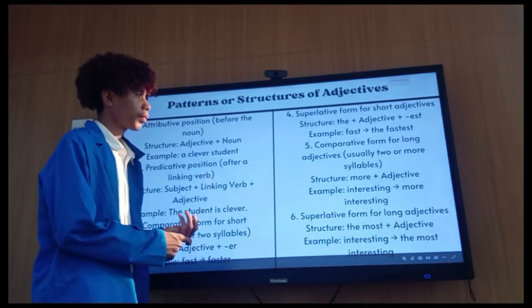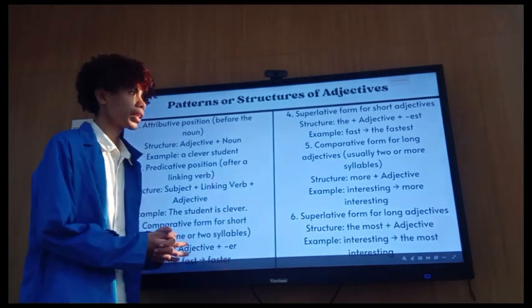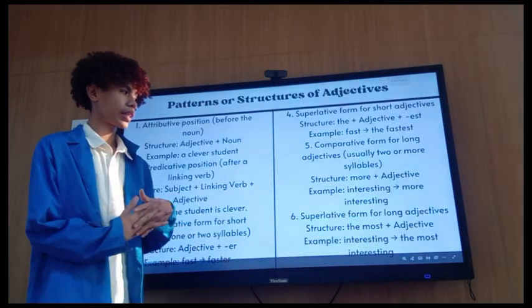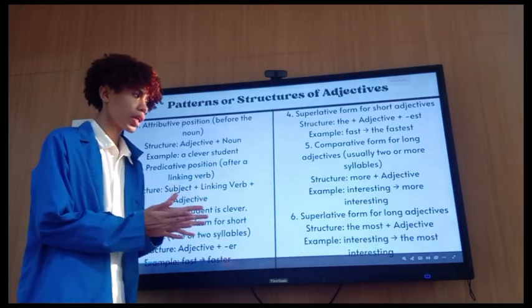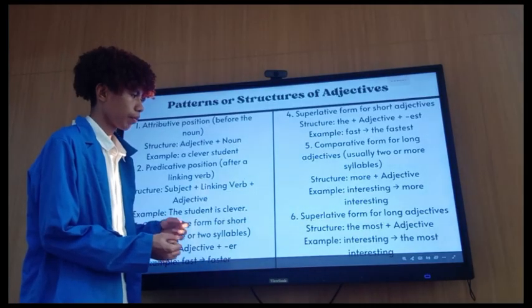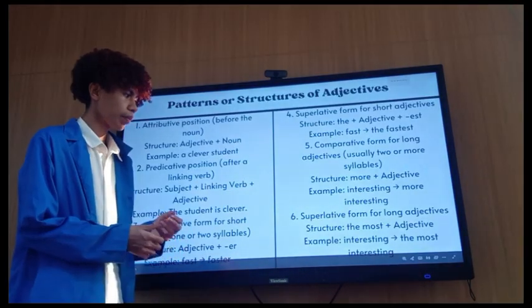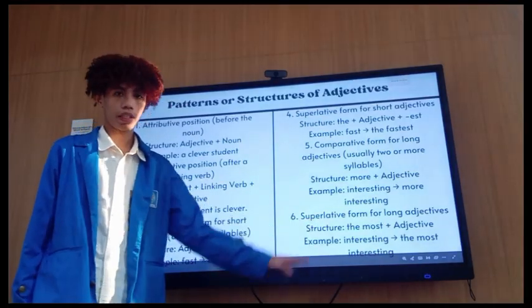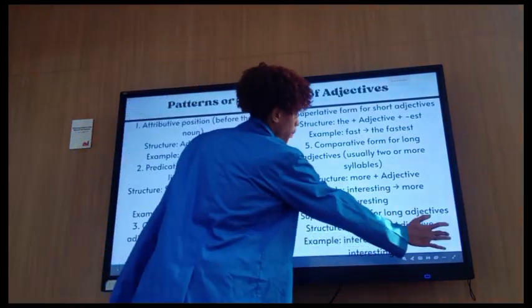Five, comparative form for long adjectives, usually two or more syllables. Structure: more plus adjective. Example: interesting, more interesting. Six, superlative form for long adjectives. Structure: the most plus adjective. Example: interesting, the most interesting. Next.